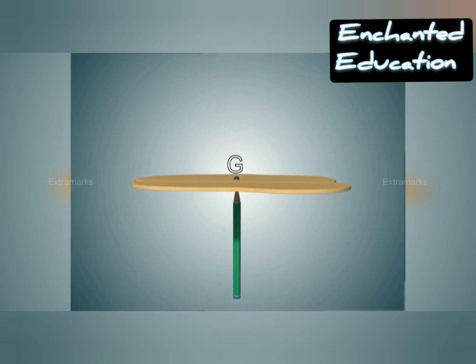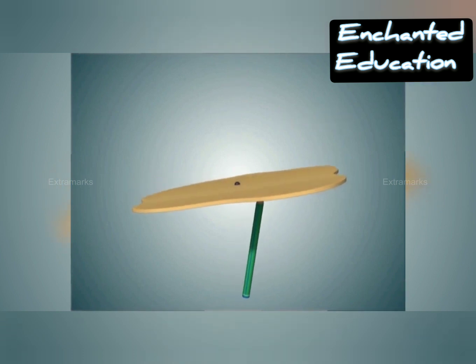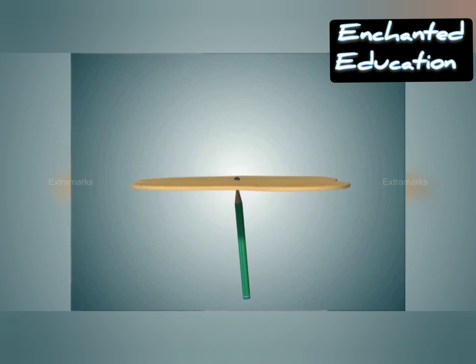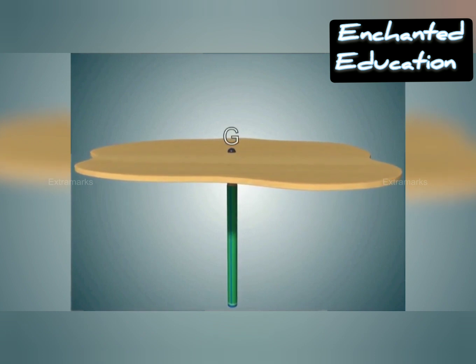The tip of the pencil at G provides the reaction R to the total weight mg of the lamina in the upward direction. The lamina is in translational equilibrium as R is equal to mg. The lamina is also in rotational equilibrium, otherwise it would tilt and fall. Thus, G is the center of gravity of the lamina.